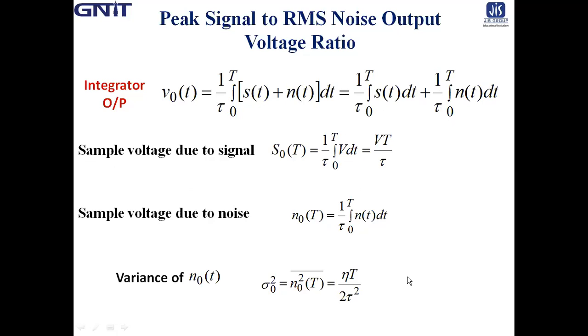The noise sampling voltage n0(T) is a Gaussian random variable, in contrast with n(t), which is a Gaussian random process. Therefore, the variance of n0(T) is represented by sigma0 square, the mean square of n0(T), that will be eta T by 2 tau square.